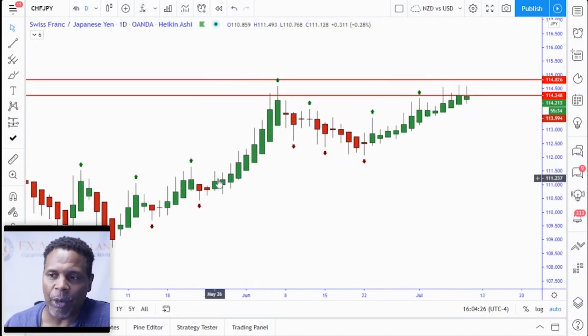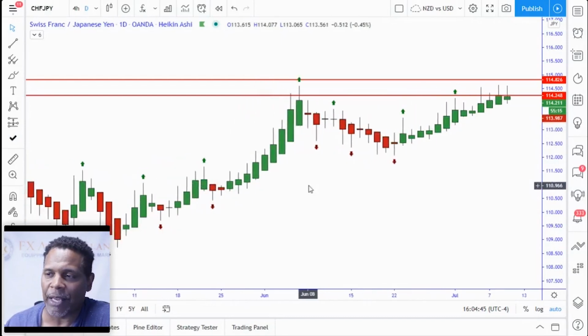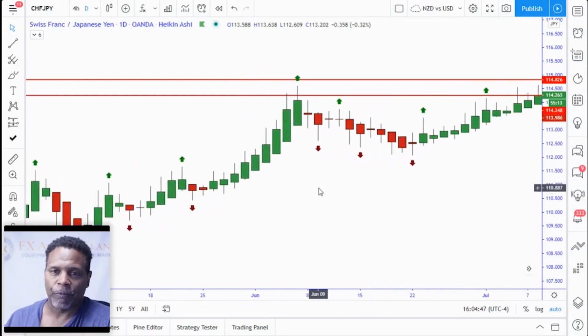Then the other thing you want to be aware of, if you're bullish and you have these green candles, you want to see wicks to the upside, not wicks on the downside, like these little wicks here on the bottom. If there's no wicks on the bottom, that indicates that it's a strong moving market to the upside.